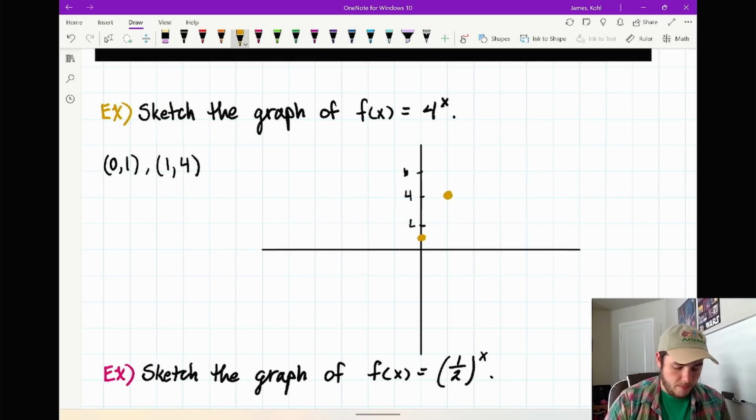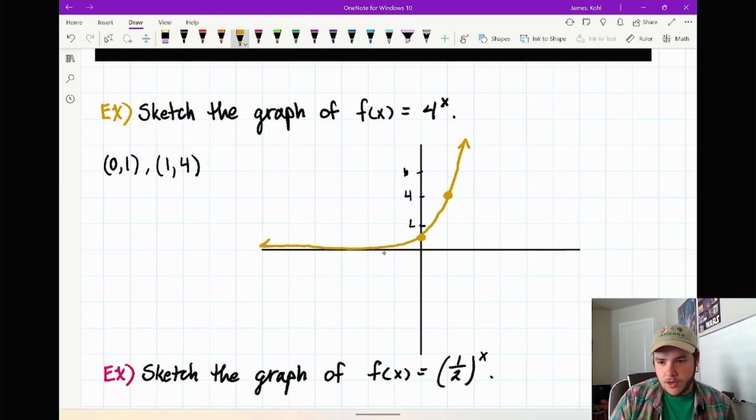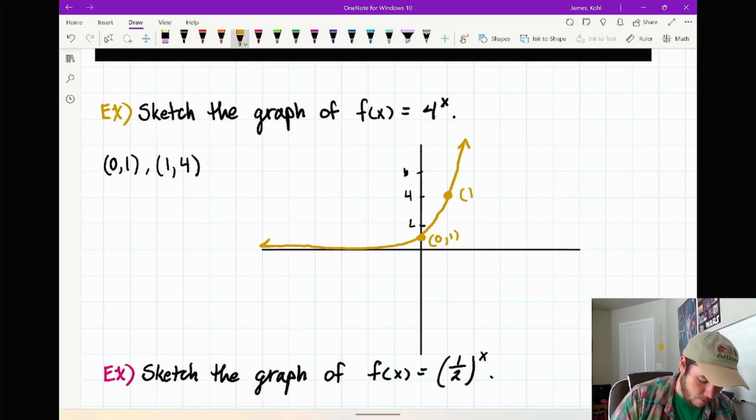Now, remember that I said in the last video, when the base is bigger than 1, that's this case, we're modeling exponential growth. The shape of this graph is going to look almost like an airplane taking off. Like that, where we get really close to 0, but we never actually touch it here on the left side. And here, again, this is the point 0, 1 and 1, 4.